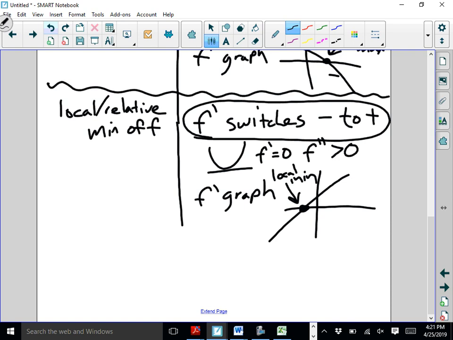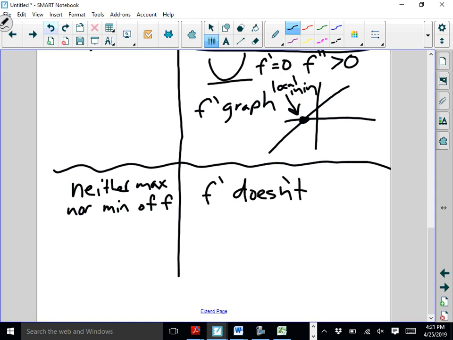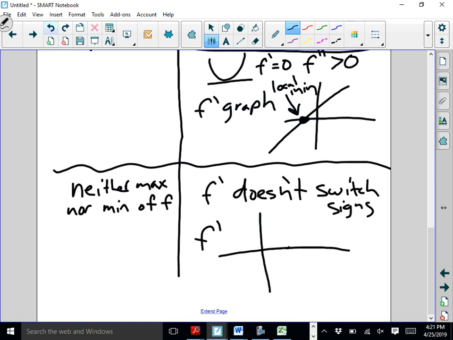Okay. Neither point, neither max nor min of F. That is when F prime doesn't switch signs. What does that look like on an F prime graph? Well, it's a 0 that does this, right? That's a neither. F prime is plus on the left, F prime is plus on the right. That's going to look like a terrace point on the graph of F.